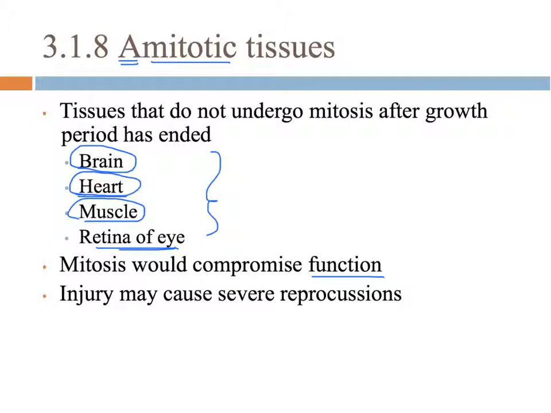Unfortunately, tissues that are amitotic can have severe repercussions if they are injured severely, because they're not able to reproduce more cells of the same kind, so that all you are left with is scar tissue.